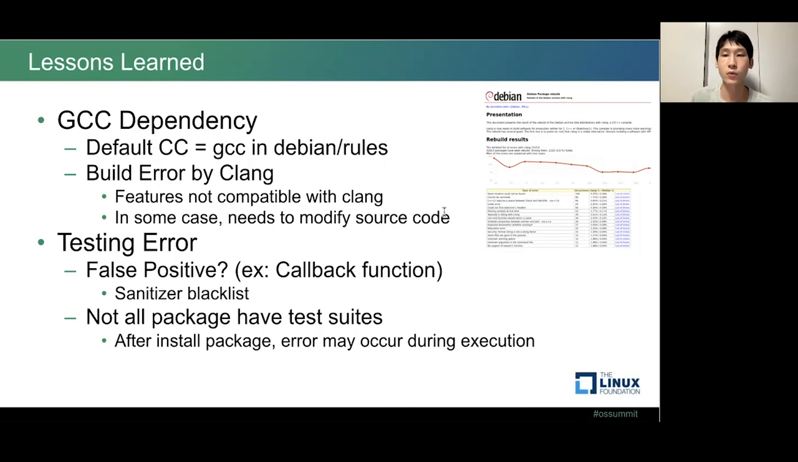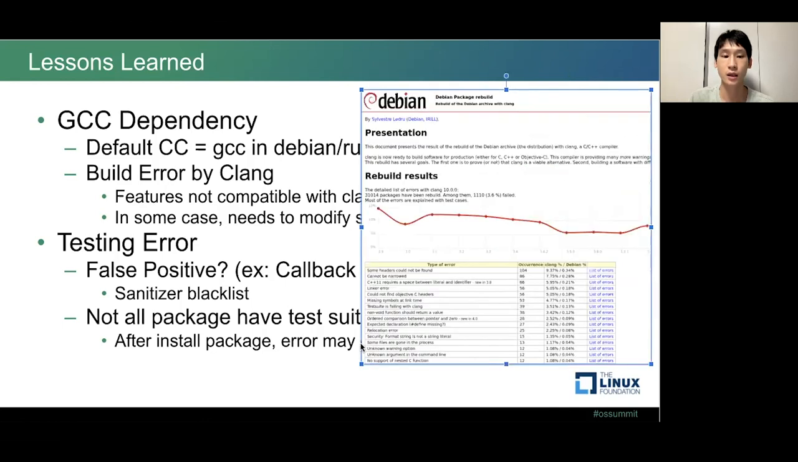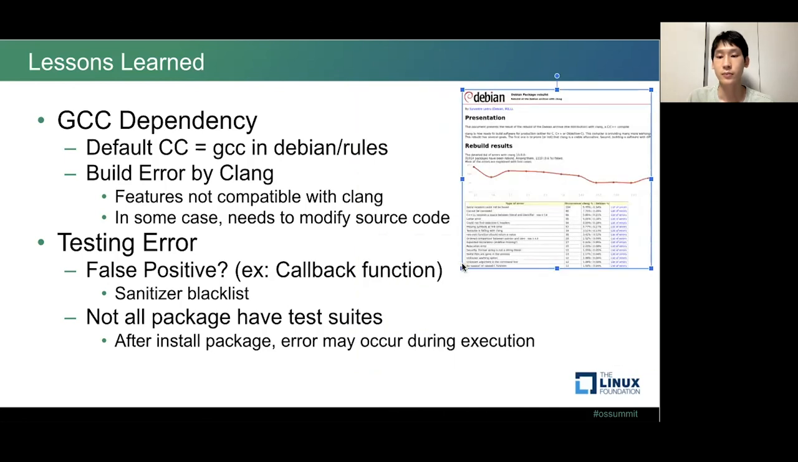As you can see on this Debian wiki, the Debian community continuously runs rebuild testing with Clang, and there are many types of errors. Actually, to solve the problem, in some cases, we need to modify the source code. That is so hard to do.